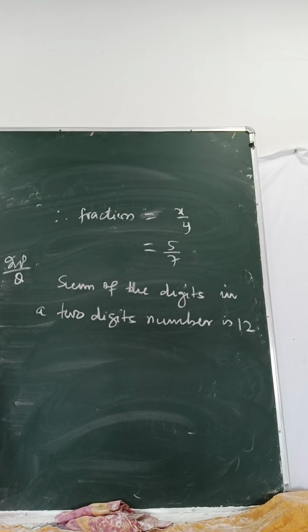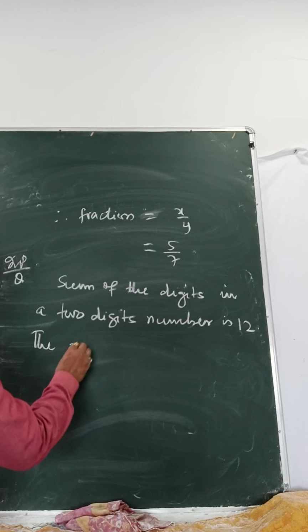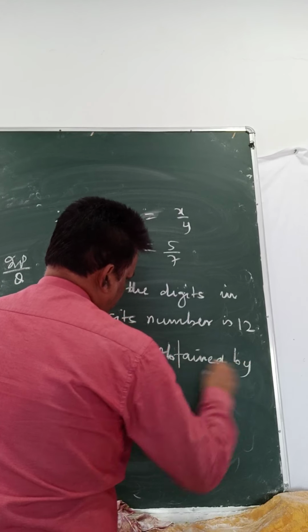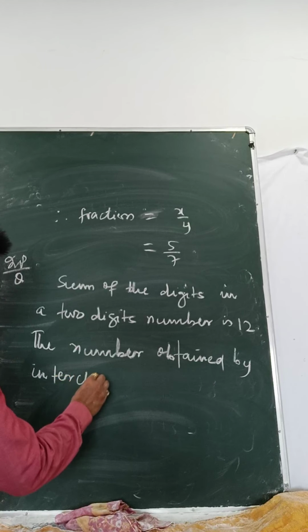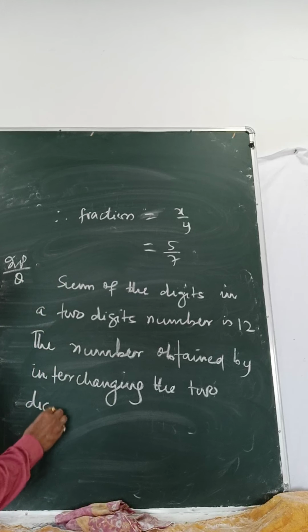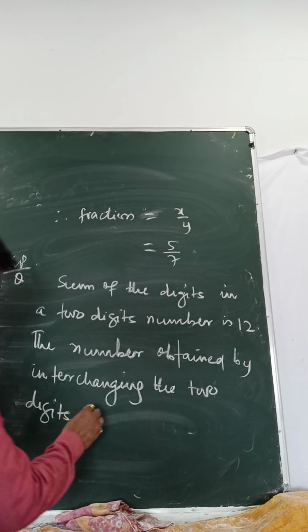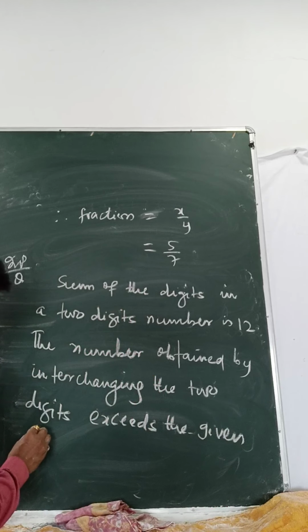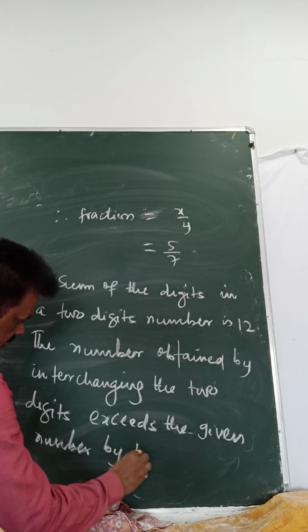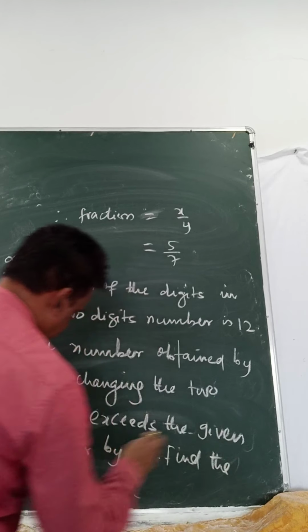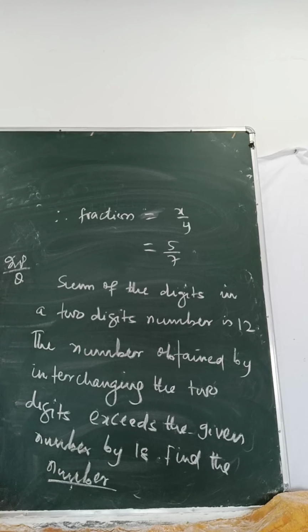the number obtained by interchanging the 2 digits exceeds the given number by 18. Find the number. Okay, look.